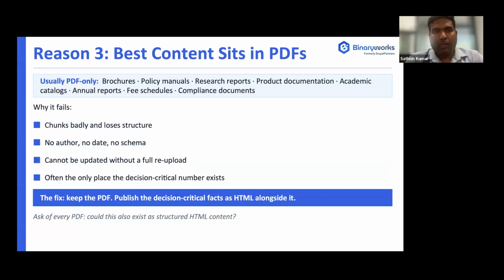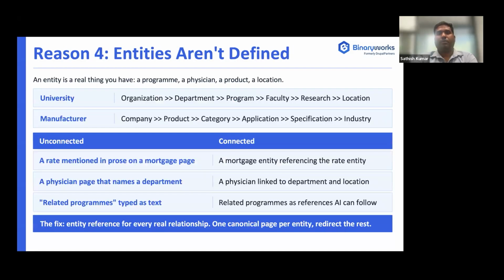Also, the important thing is don't try to have all the information in PDF. Try to publish it on the website in HTML format. Still, PDFs are not all crawlable by these AI tools. Try to make them crawlable, but it is highly recommended to bring those contents in an HTML format.